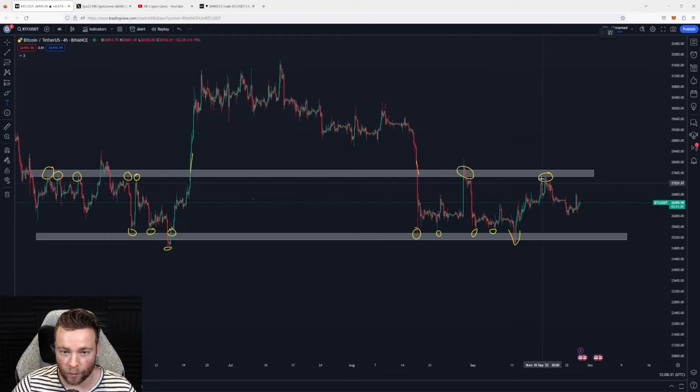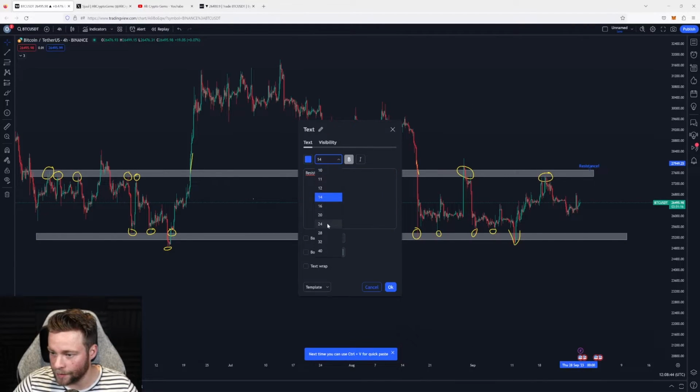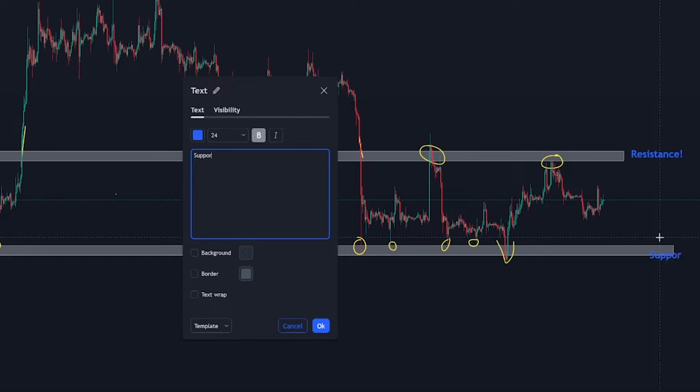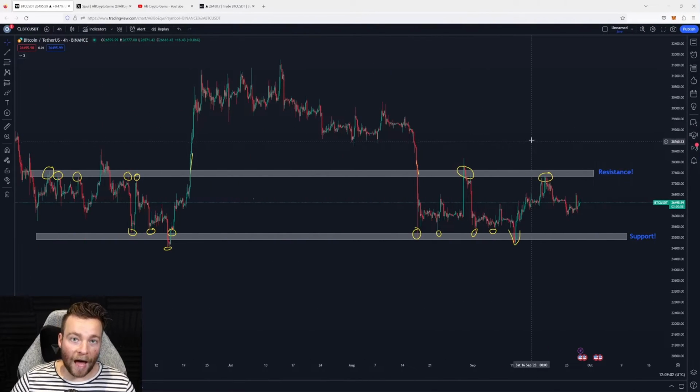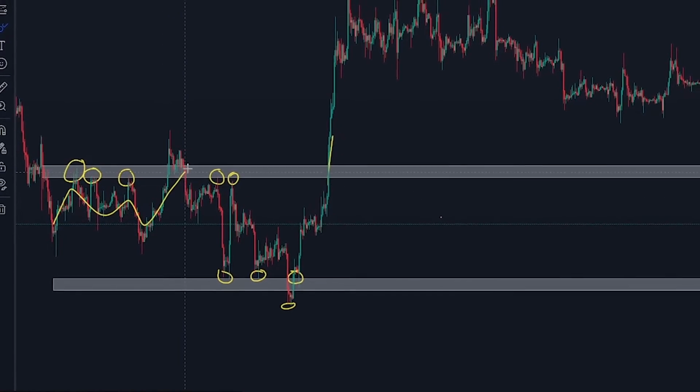Now let me actually write that down for you guys. This would be my resistance. Microphone is actually in the way. This would be my resistance area, whereas this would be my support area. So now that we have that cleared up, we are going to see a range trading. As you can see, the resistance, the support, and we were trading inside of this range over here.